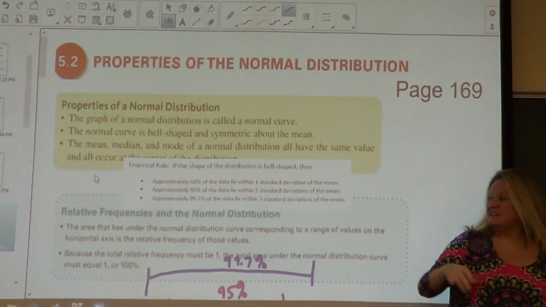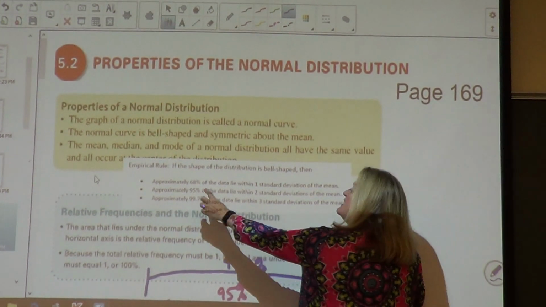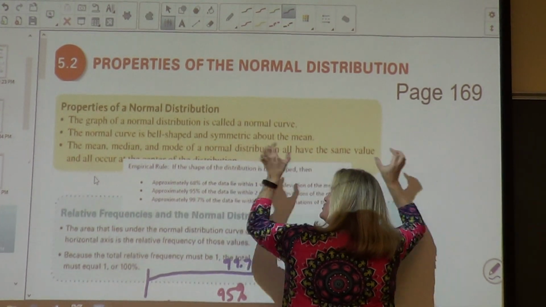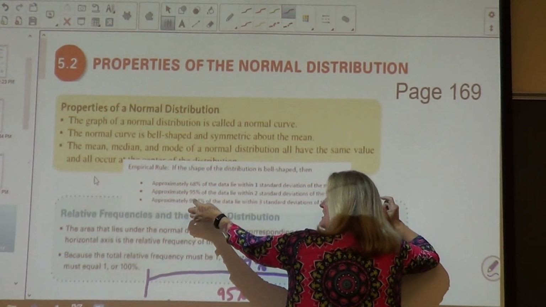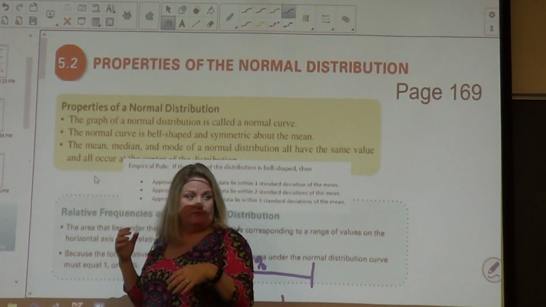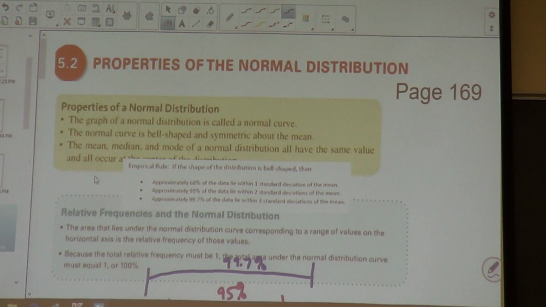So when I say 68, 95, 99.7, 68 is one deviation in either direction. 95 is two deviations in either direction. 99.7 is three deviations in either direction. And we're going to do a ton of this. Okay?